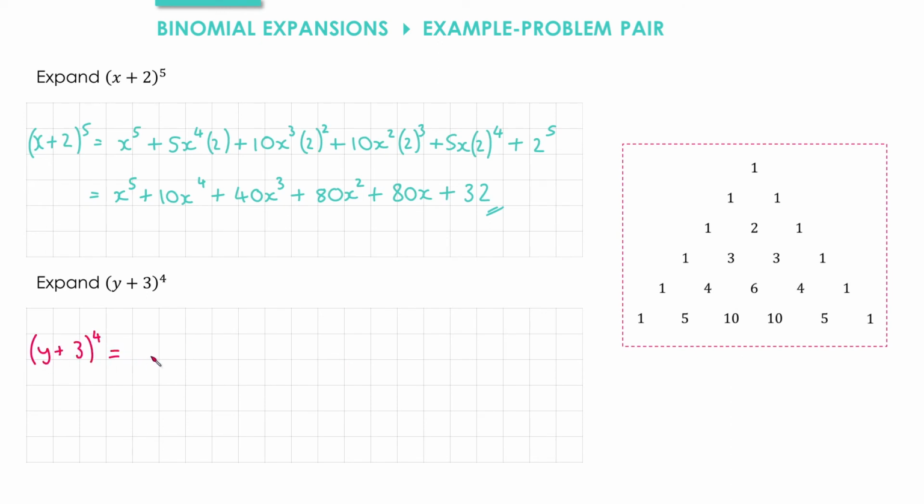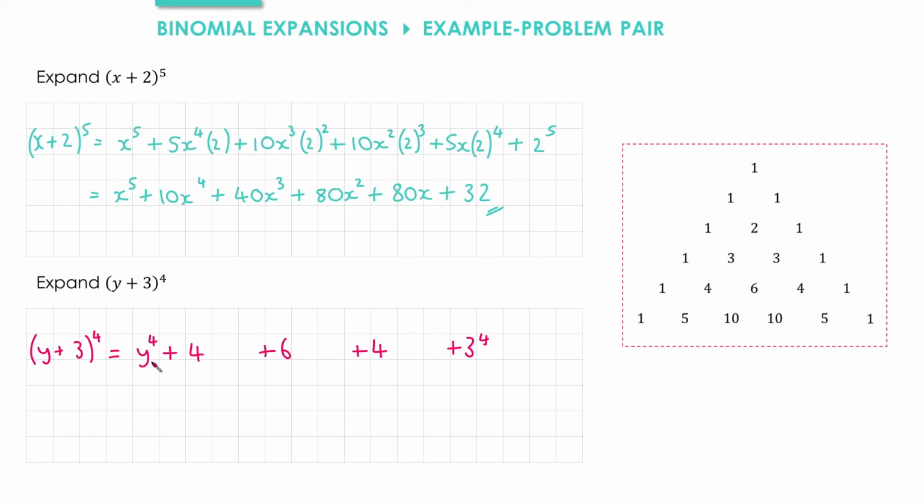To begin with, we'll put our end terms on. So we've got y to the 4 and we've got 3 to the 4. Next, we'll put in the binomial coefficients. We've got power 4, so we want the fourth row, 0, 1, 2, 3, 4. So we want 1, 4, 6, 4, 1. We have a 1. We need 4, 6, 4. We already have a 1 there.